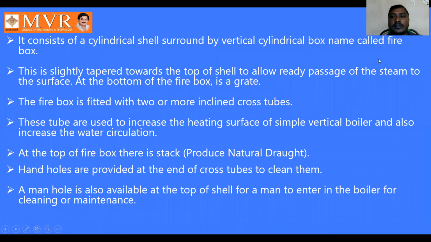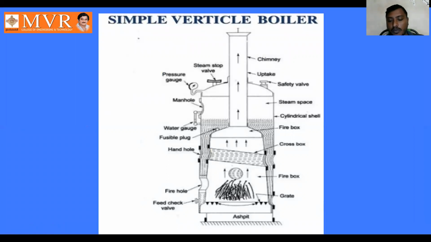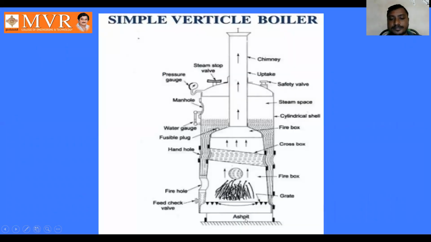See here, it consists of a cylindrical shell surrounded by a vertical cylindrical box called the firebox. As we have observed in the diagram, we have the firebox here. In the firebox, we carry out the combustion process. It is slightly tapered towards the top of the shell to allow ready passage of the steam to the surface. At the bottom of the firebox is a grate. On the grate, we carry out the combustion process.